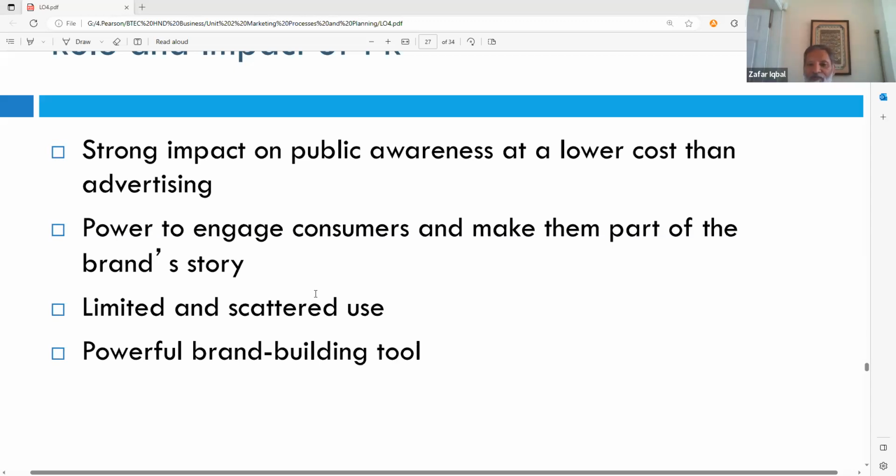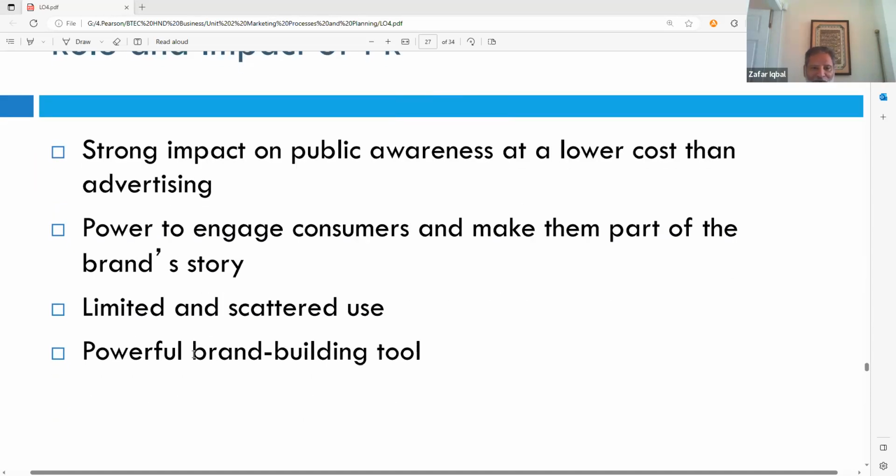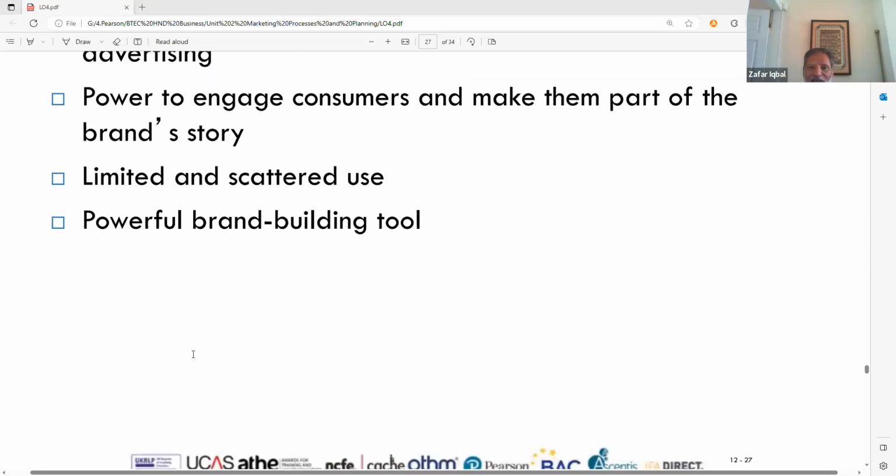Okay, so it is a very effective way of creating awareness, but it's limited in the sense that it's not always possible to carry out a PR campaign. Although it's very powerful and very effective, we don't use it every day or all the time. We use it frequently, now and then, and it creates public awareness, but it's less costly though. Okay, however, it's limited and scattered in use.